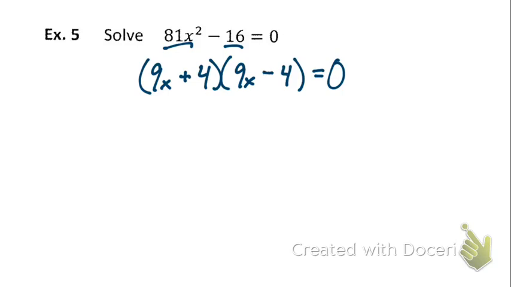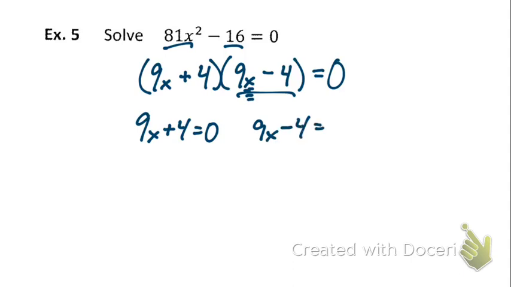Now, you might be saying to yourself, that might be able to keep factoring. Well, 9 is a square and 4 is a square, but the x is not a square. So that means it's already completely factored. We're going to get two solutions. They're just going to be opposites of one another. So I have 9x plus 4 equals 0, and I have 9x minus 4 equals 0.